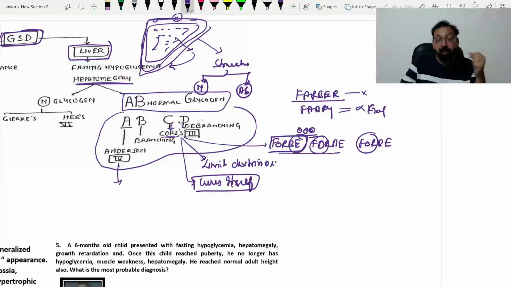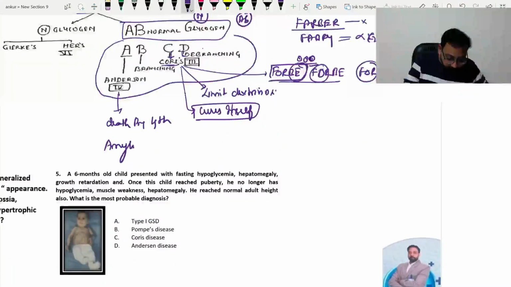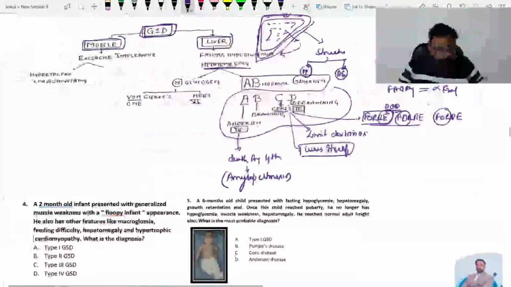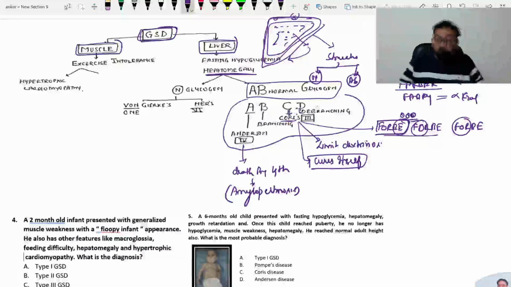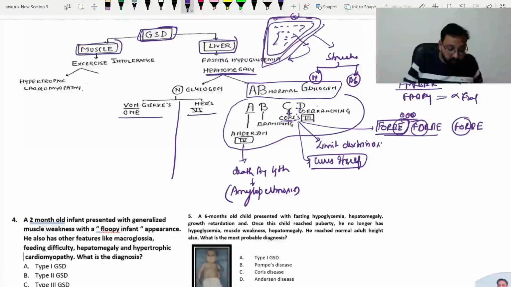Anderson disease: Anderson, end of son, the son will die. Yes, death by fourth year. Also called amylopectinosis. If on biopsy glycogen is normal, it may be von Gierke's disease or Hers disease.